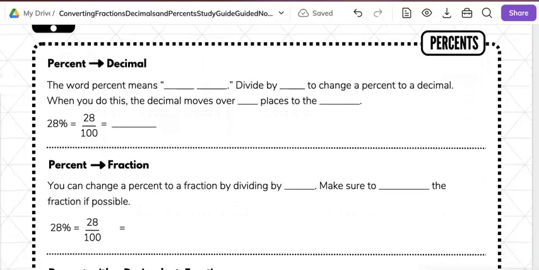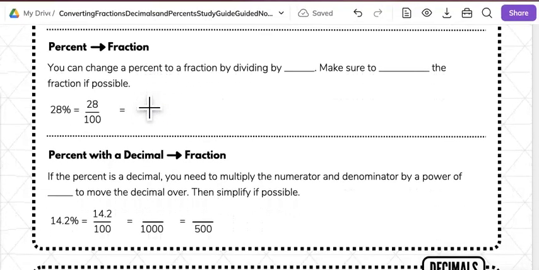So the word percent means per 100. Divide by 100 to change a percent to a decimal. When you do this, the decimal moves over 2 places to the left. So if I have 28% and I want to change it to a decimal, I do 28 divided by 100 and I get 0.28.